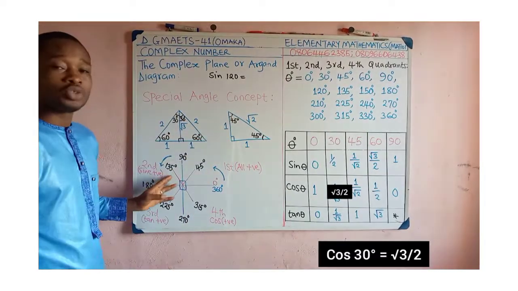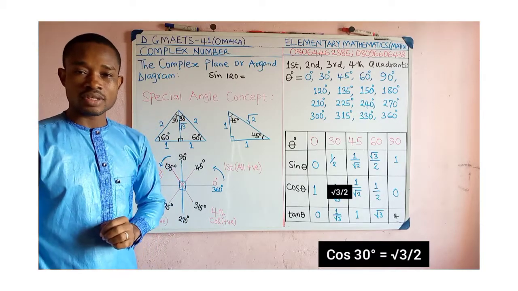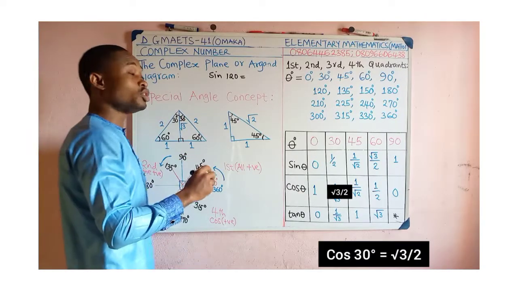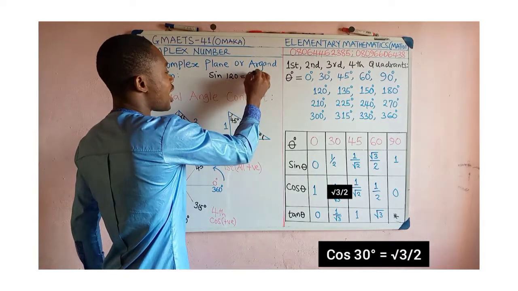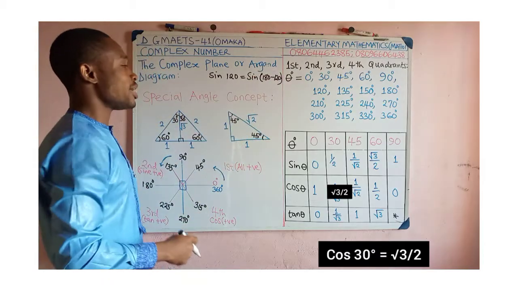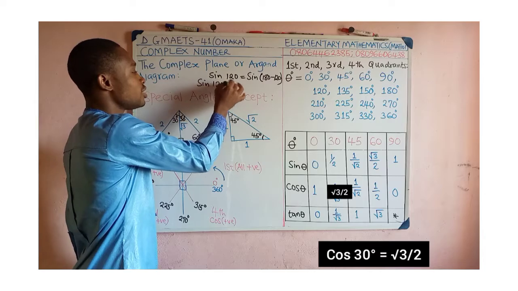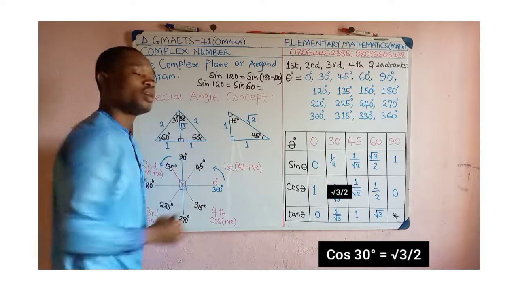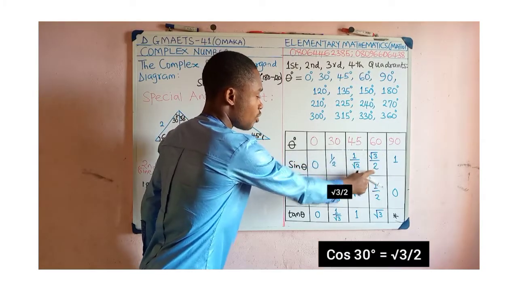120 is in the second quadrant, so it is subject to the power of what? 180 degrees. Because 120 is not up to 180 degrees, this is what I would do. Subject the 120 to the power of 180. So this is equal to sine of 180 minus 120, because 120 is less than 180, you subtract it from 180. Therefore, sine 120 is equivalent to sine 60. And the value of sine 60 is what? Sine 60 is root 3 over 2.